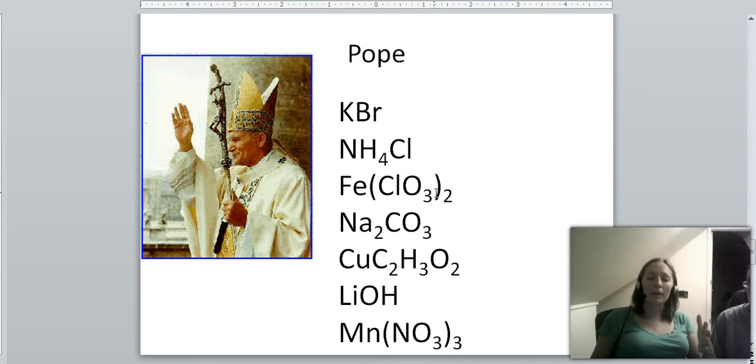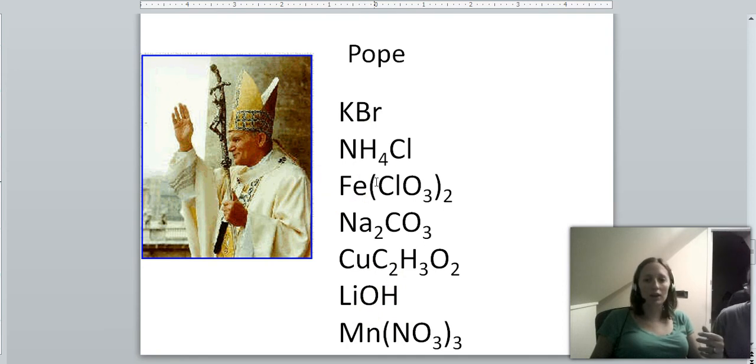Chlorate. And so that's a Pope, and that makes it soluble. Soluble for sodium, even though carbonate would typically be insoluble, the Pope overpowers it. Acetate from NAACP, lithium overpowers the hydroxide wizard, and nitrate overpowers manganese. So that's the Pope. Those are examples of. So now we know that all of these are soluble, just because we know that the Pope is good and he's made of these guys.